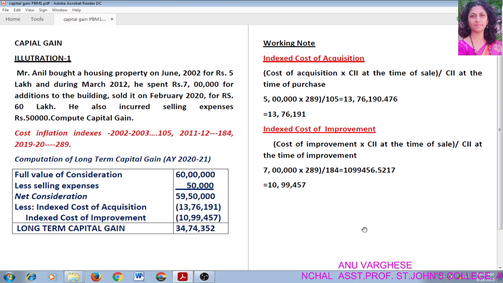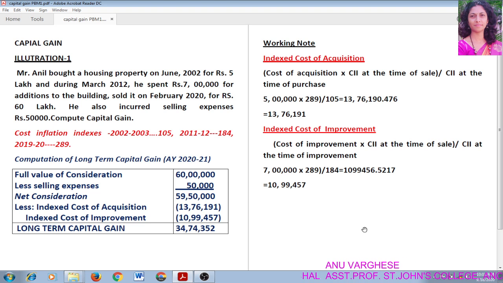You have to remember certain points while calculating long-term capital gain. Point number 1. Indexation is not possible in case of short-term capital assets. Depreciable assets are considered like short-term capital assets, so it is not indexed.